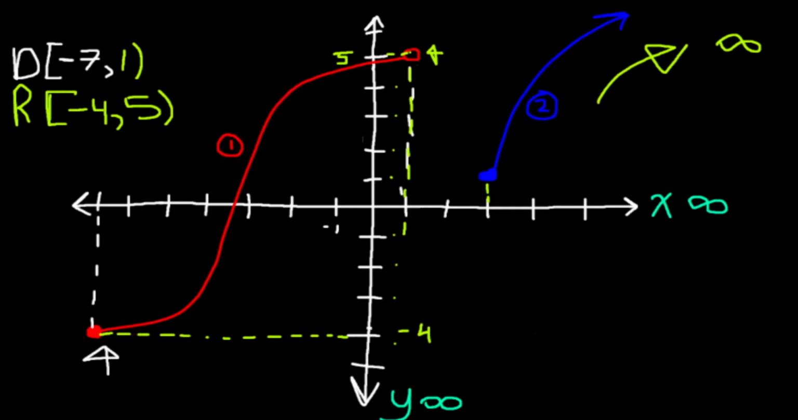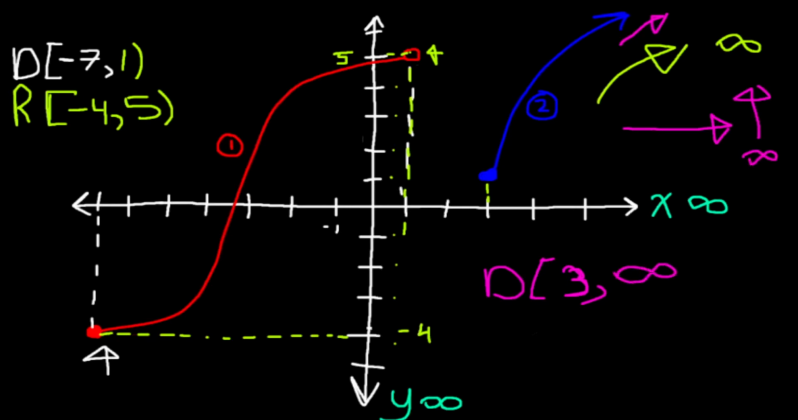Actually, let me use a different color. The domain, the lowest, is a square bracket because it is including that. The lowest is at 3. And as you can see right here, it goes on to infinity because it goes right here. So that means it goes this way and this way to infinity. So you could write it as infinity.